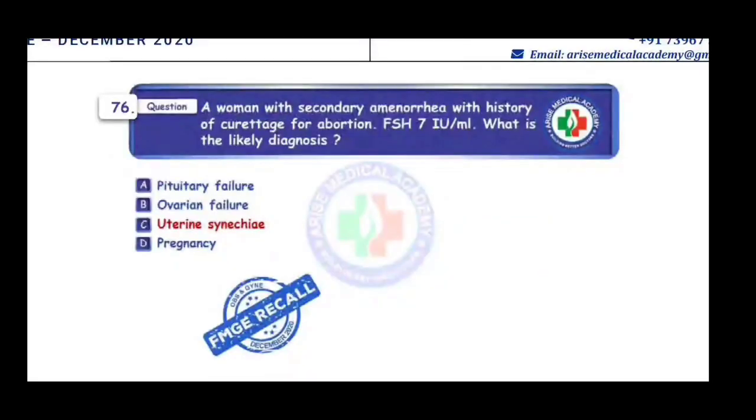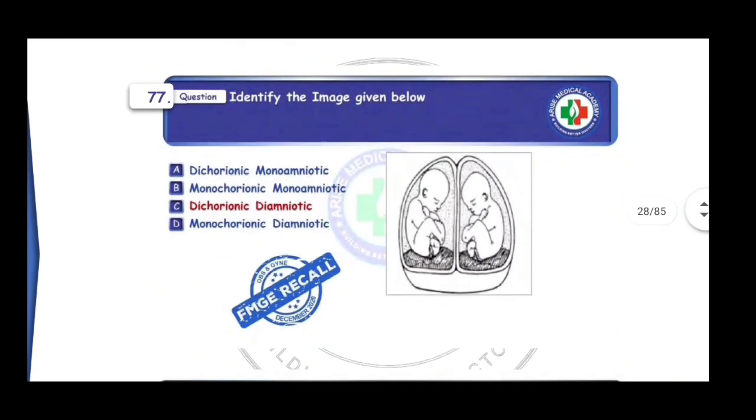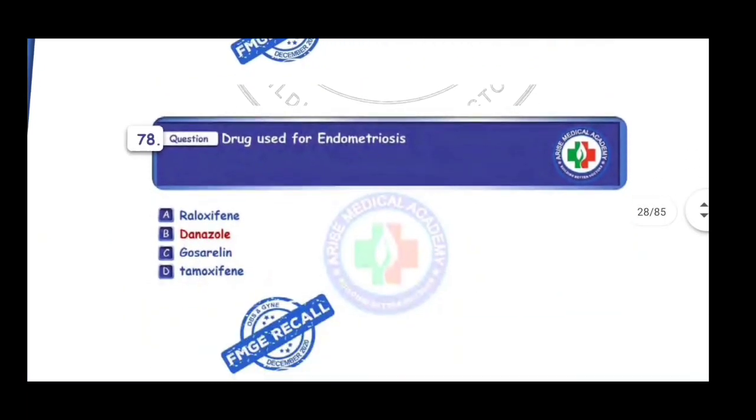Secondary amenorrhea with history of curettage for abortion, FSH 7 IU per ml. What is the likely diagnosis? So uterine synechiae. Next one, identify the image given below. So this is the dichorionic diamniotic twins. Next one, drug used for endometriosis is danazol.